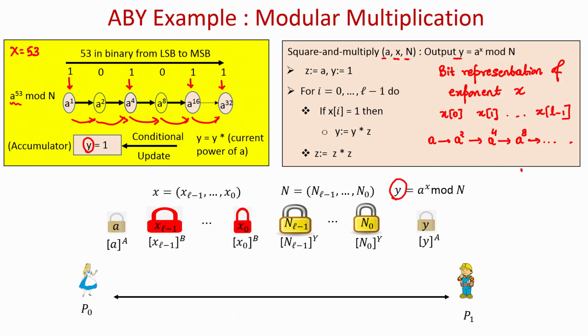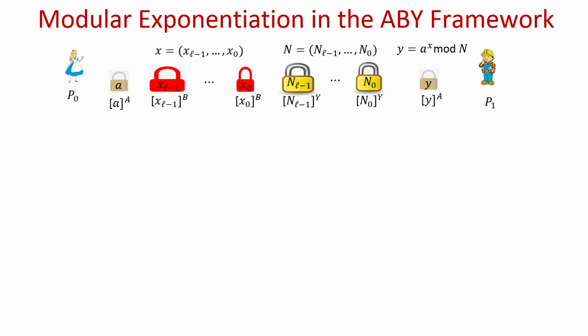So, you can imagine that the function they are interested in computing is a power x modulo n, where all the inputs a, x and n are secret shared, but in different representations. The base a is arithmetic secret shared, the bits of the exponent are Boolean secret shared as per the GMW notation, and the bits of the modulus n are secret shared as per the Yau's representation, and we want Alice and Bob to get the final output y in the arithmetic secret shared representation. Okay, that is the goal.